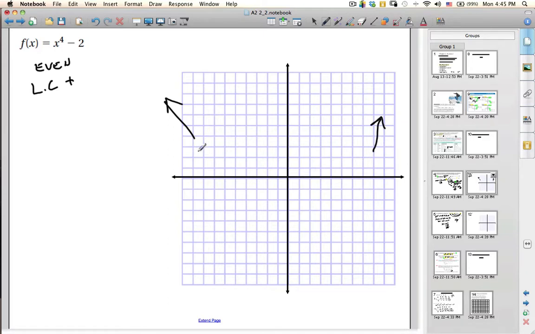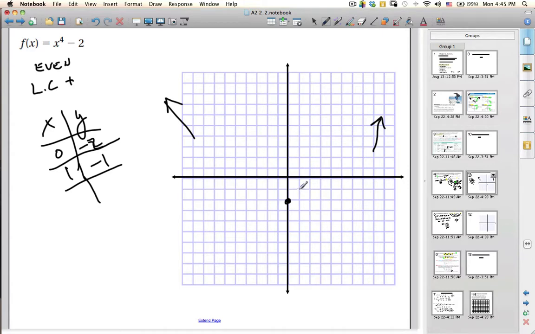Okay, so if I want to go ahead and do an input-output table, I would pick some values of x, and I would see what happens. The first one I'm going to pick is 0, which gives -2. So here's (0, -2). Now I'm going to pick 1, and I'm going to make some observations about this because this is a very simple polynomial. When I plug 1 in, 1 to the 4th power is 1, minus 2 is -1. So I'm at (1, -1). There we go.